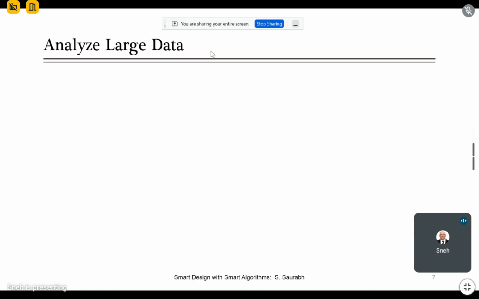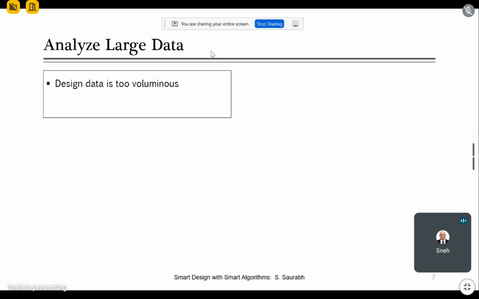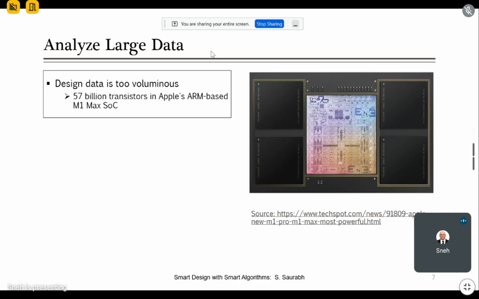The data that we need to handle in VLSI is very large, right? Just if we look at the number of transistors that we have in today's world, say, Apple's ARM-based M1 Max SoC, there are 57 billion transistors.